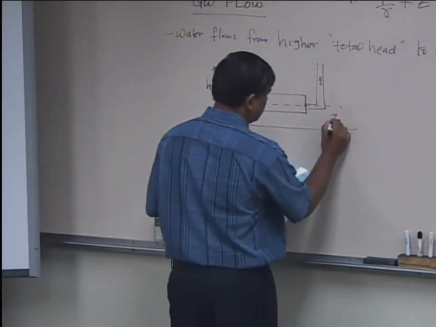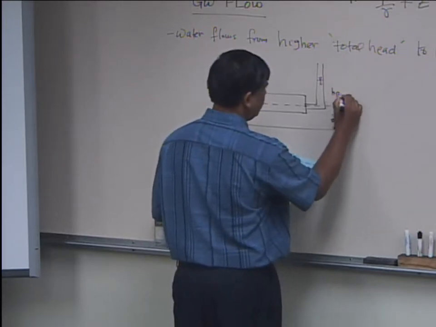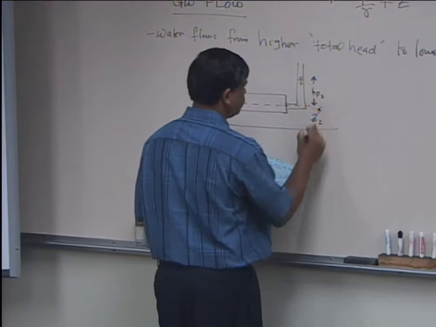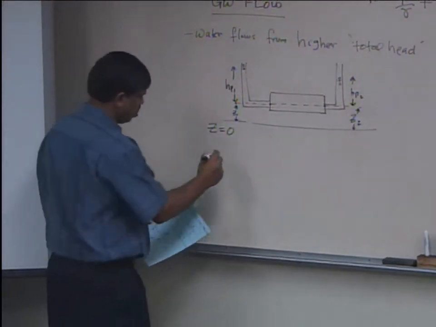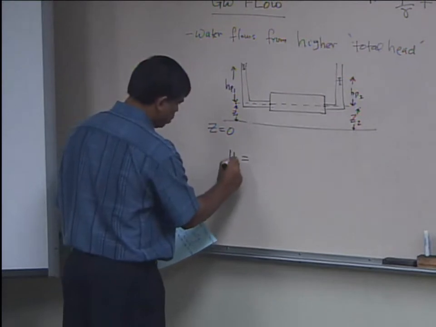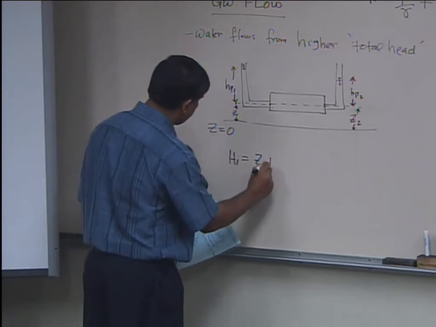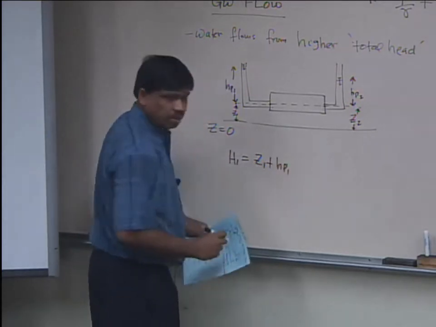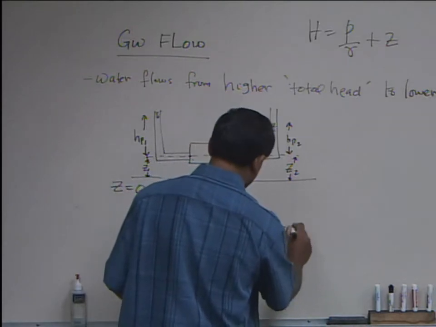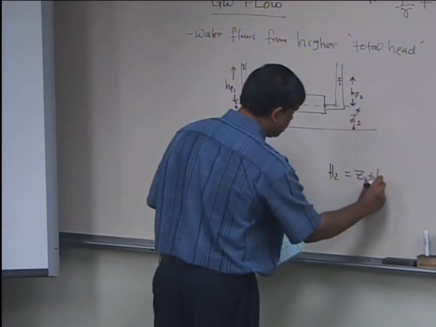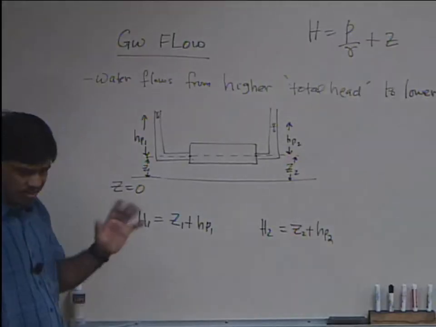At this point, it will be Z2, which is the elevation head, and the pressure head will be, let's say, HP2. Okay. So what is the head at the first point? What is the total head? H1 equals what? It should be nothing but Z1 plus HP1, right? And total head at this point will be H2 equals Z2 plus HP2. Okay, so those are definitions.